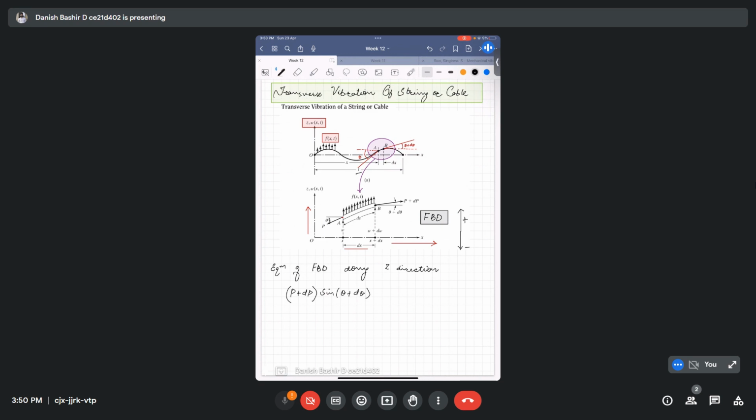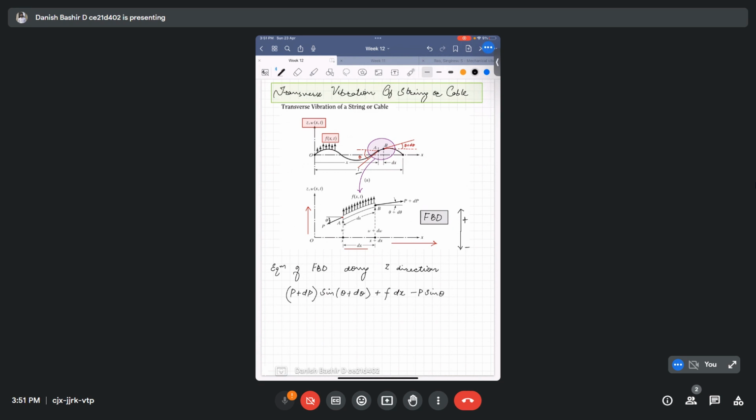And then we are having force F of x comma t. So on length dx, force F of x comma t times dx will act, acting in the upward direction as well. But at point A, force P is acting in an anti-clockwise direction, so it will have a negative component, and its vertical component will be minus P sine theta.